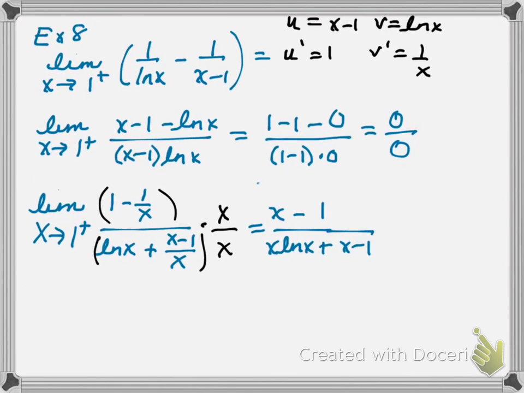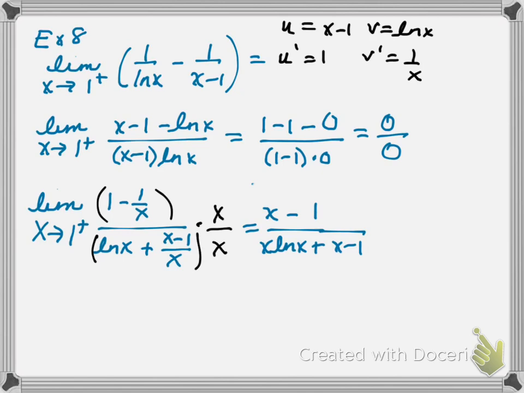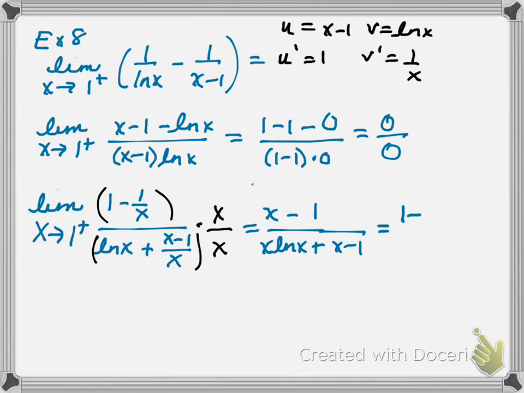So if I substitute 1 in, let's see what happens. Alright, so when you plug 1 into this thing, notice what happens. You get 1 minus 1 over 1 times 0 minus 1, plus 1 minus 1. Guess what? We get 0 over 0 again, and here we go, L'Hopital's rule one more time. So this one's a little bit complicated because we have to use it multiple times.